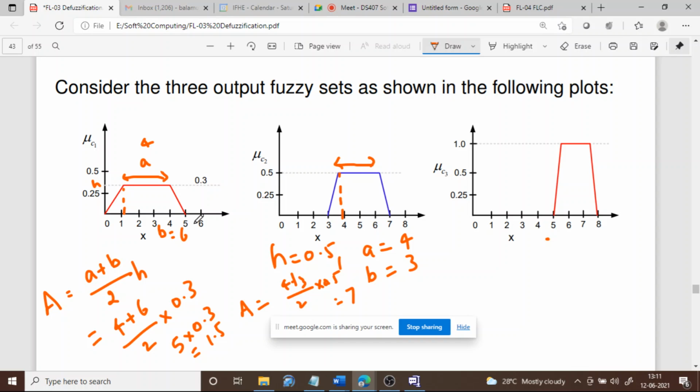Then find the midpoint. How will you find the midpoint? See, the midpoint of this plot is from 0 to 5, 0 to 6, so 6 by 2 is 3. 3 is the midpoint for this one. Similarly, for this one, what is the midpoint? It is 3 to 7. What will be the midpoint of this plot?